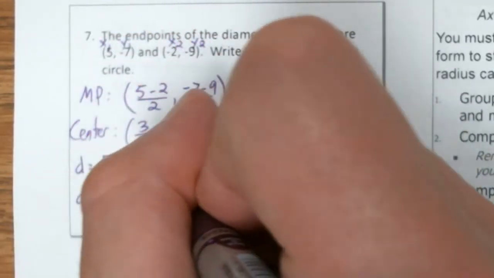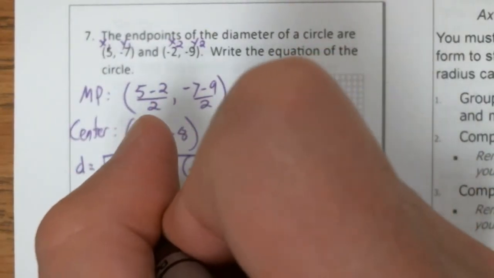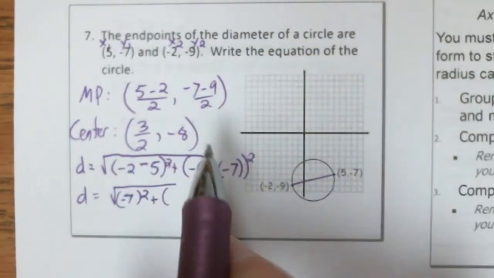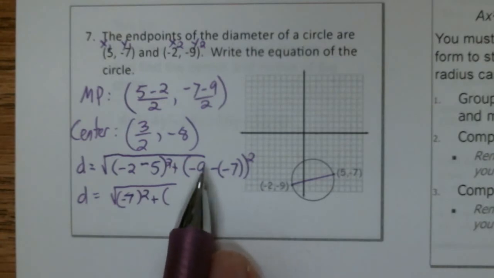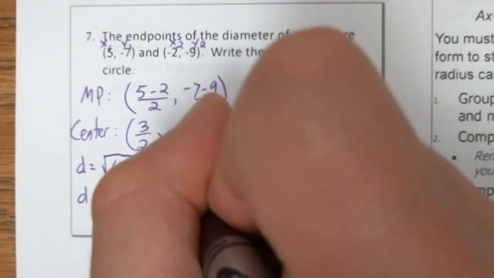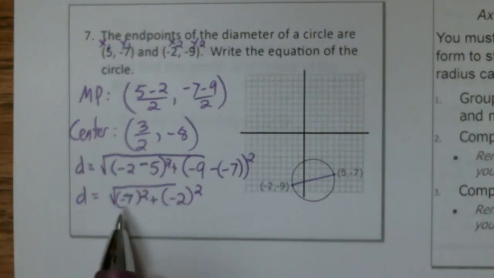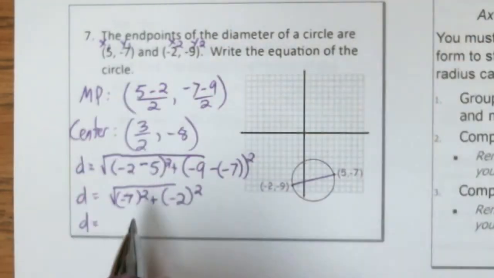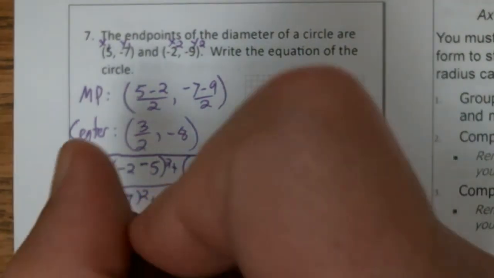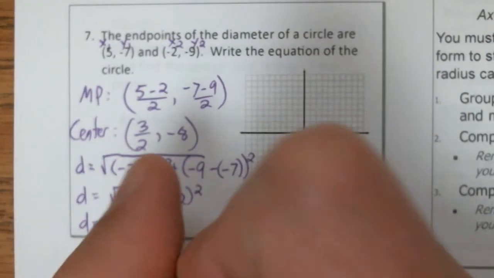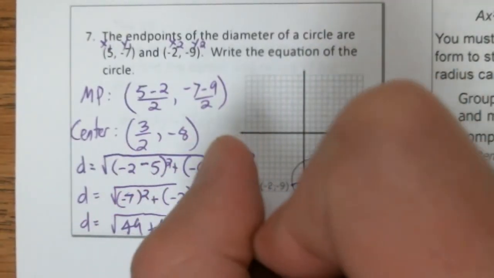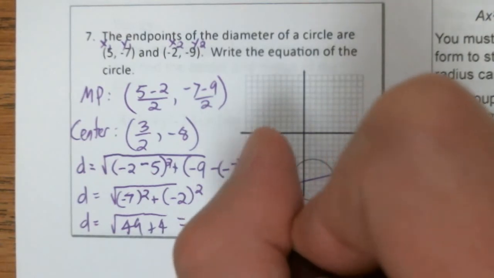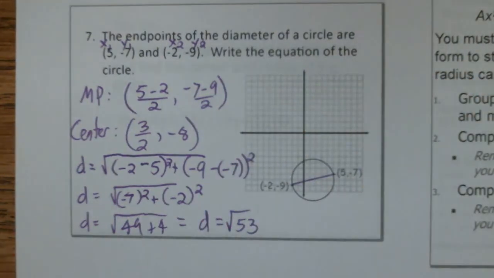So that becomes the square root of -7 squared, and then -9 minus -7 becomes +7. So -9 plus 7 is -2 squared. -7 squared is 49. -2 squared is 4. 49 plus 4. So the distance is equal to the square root of 53. Okay, that's the distance, or in this case the diameter.